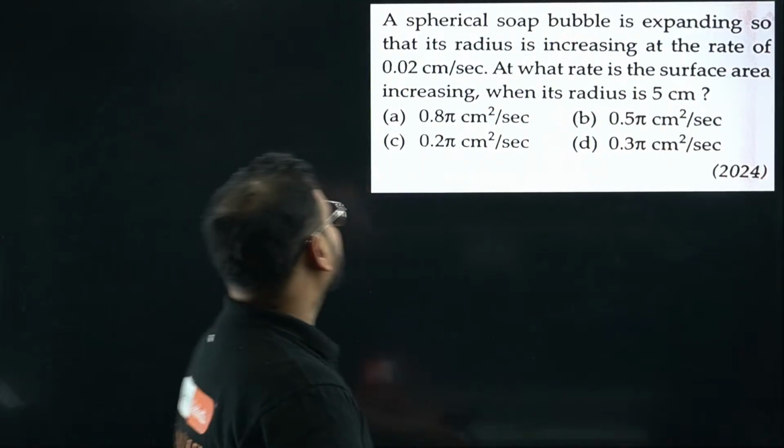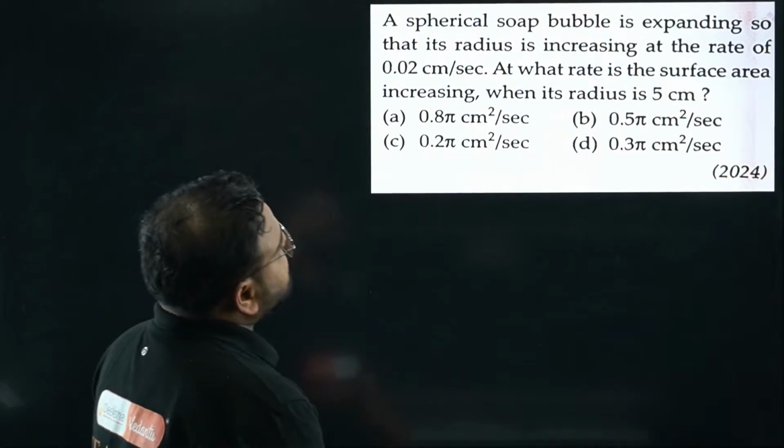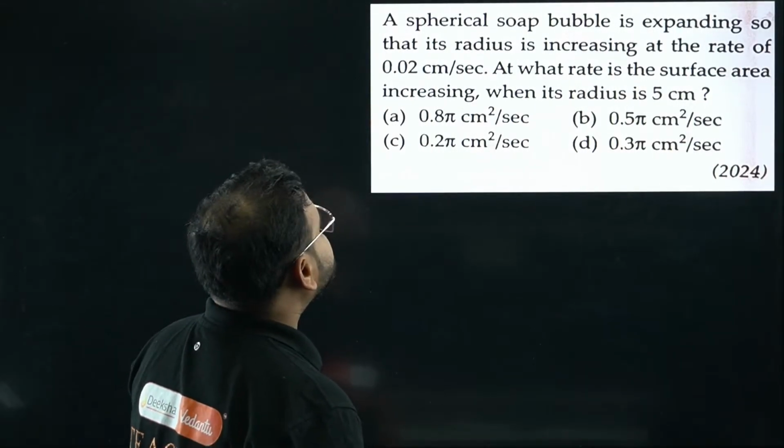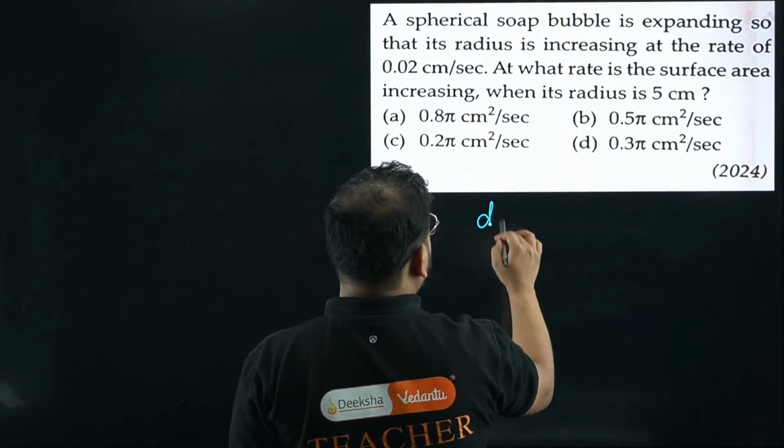Correct. Okay. A spherical soap bubble is expanding so that its radius is increasing at the rate of this. They've given dr by dt, right?